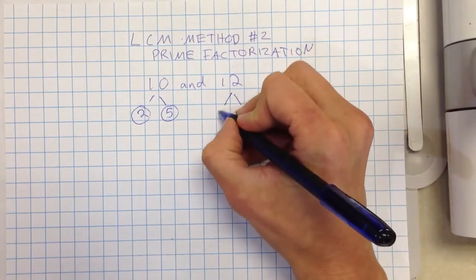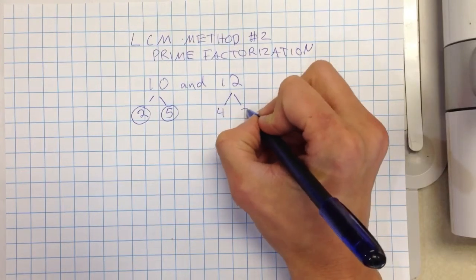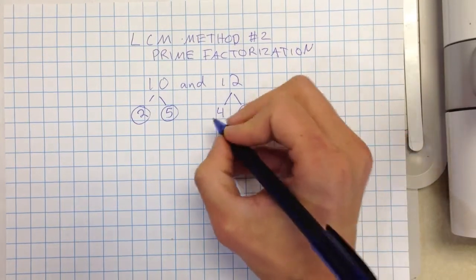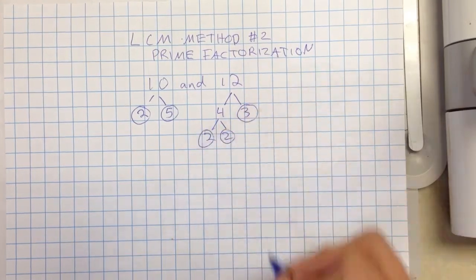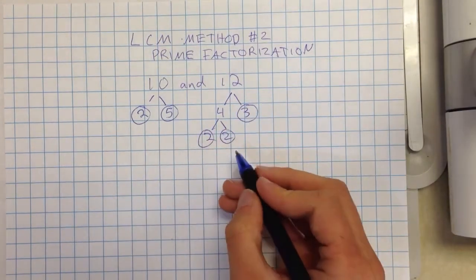12 could split into 4 and 3. 3 is prime, so I circle it. And 4 can split into 2 and 2. So now I have their prime factorization.